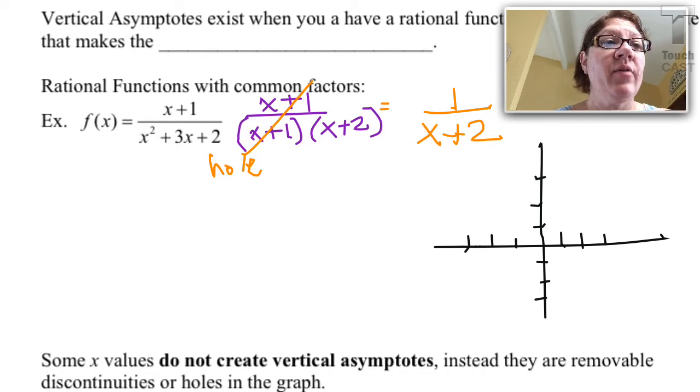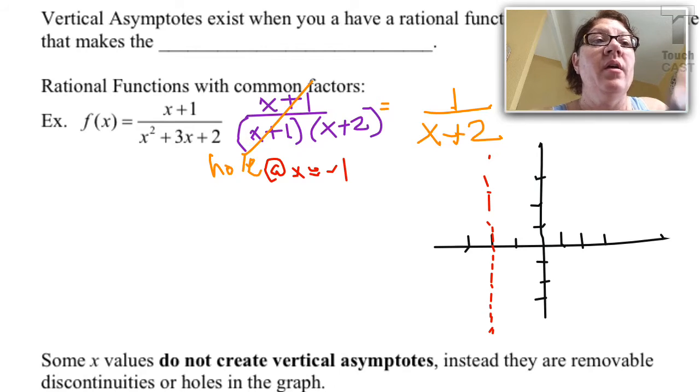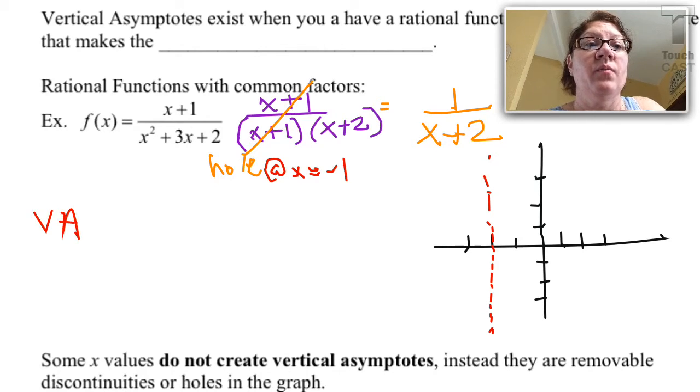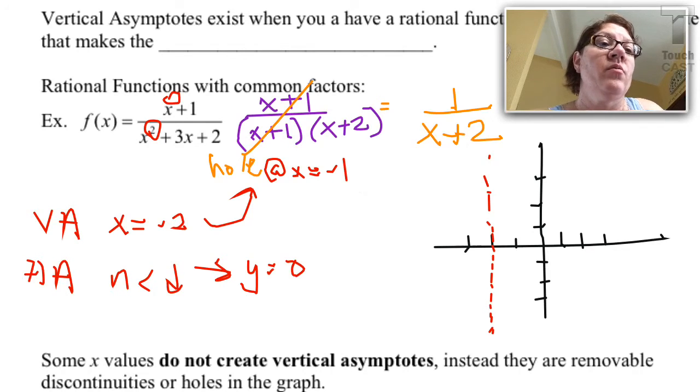So I've made my graph grid, and I know I have a vertical asymptote at x equals -2, so I'm going to draw that in. And then later I'll have to make sure I put a hole at x equals -1. And then my horizontal asymptote: when I look at the degree of the numerator and the degree of the denominator, I see that the numerator is less, so that gives me y equals 0. So I'll dot that in.